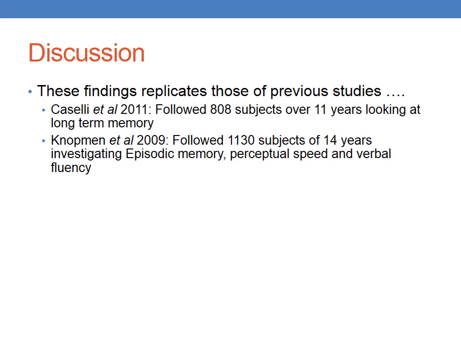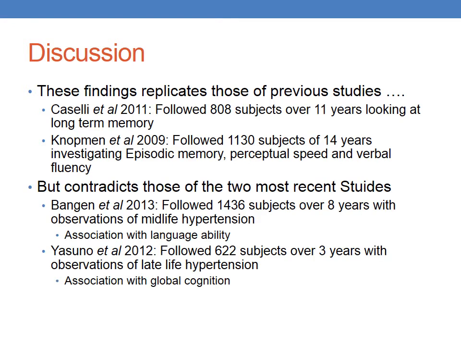These results are similar to those of two previous studies by Caselli and Notman, who utilised a very similar methodology to what we did. They also looked at a similar number of subjects. We had slightly more, but they still had around 1,000. And they had similar measures of cognition. However, their results and ours contradict those of the two most recent studies by Bangin and Yasuno. They did find an association between hypertension and ApoE with language ability and global cognition. However, they utilised a different statistical method to what we and Caselli and Notman utilised.